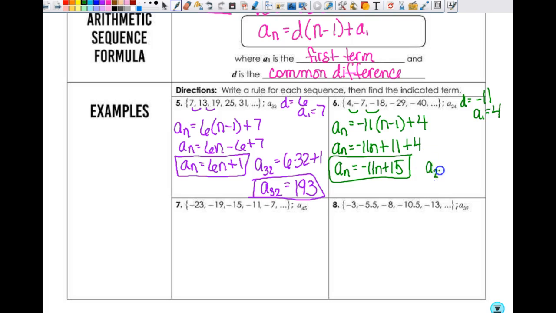Then I want A sub 24. It's going to be negative 11 times 24 plus 15. Negative 249. Any questions so far?